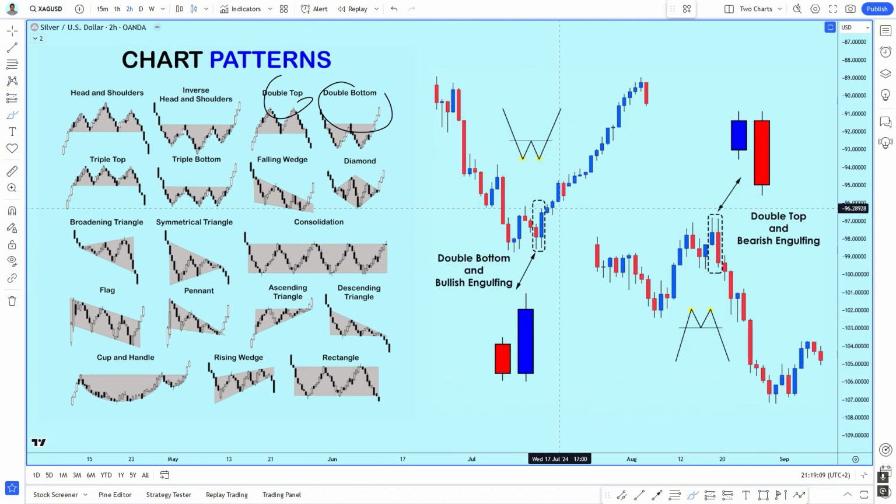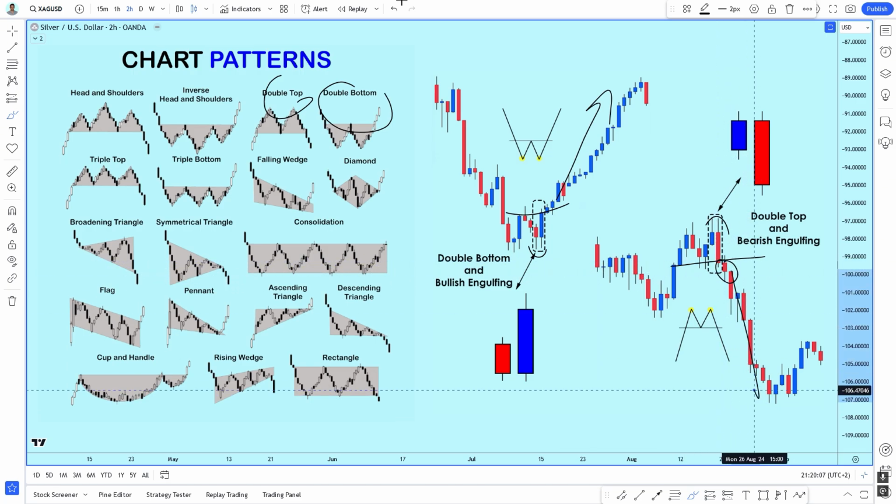In my opinion, the best combination to trade is double bottom and bullish engulfing candlestick pattern, and double top and bearish engulfing candlestick pattern. When a bullish engulfing candlestick pattern forms as a second bottom and then price breaks this neckline, there is very high probability that price will reverse and go up. And also when a bearish engulfing candlestick pattern forms as a second top and then price breaks our neckline, there is a high probability that price will go down. This is small but very useful tip that you should know about double bottom and double top chart patterns.